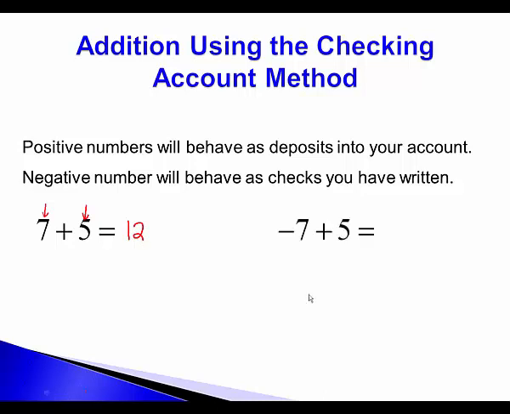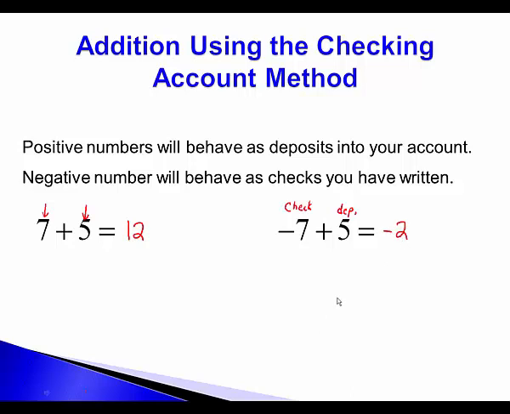Let's keep going though. This time I have a -7 plus 5. This one behaves as a check. This one behaves as a deposit. So let me ask you, if you write a check for $7 and you deposit 5, tell me how much money you have left in the bank. And the answer is I have no money left in the bank. I'm actually in the hole $2.